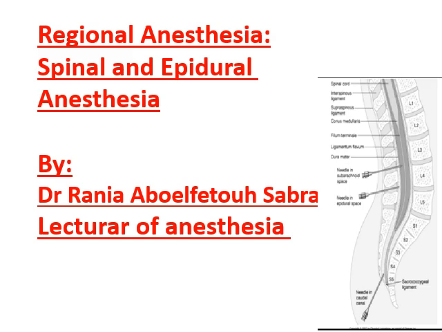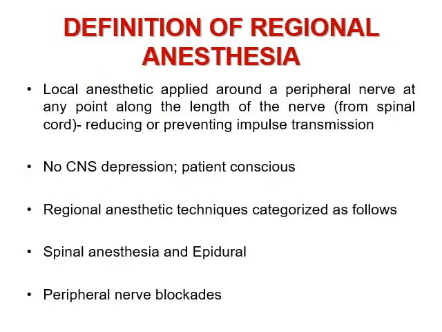Regional anesthesia, spinal and epidural anesthesia. What is meant by regional anesthesia? Regional anesthesia means injecting the anesthetic drug around the peripheral nerve at any point from the beginning of the spinal cord till the sensory organ. So, in regional anesthesia, we have no CNS depression and the patient is fully conscious. Regional anesthetic techniques are categorized as spinal anesthesia, epidural, and peripheral nerve blocks.